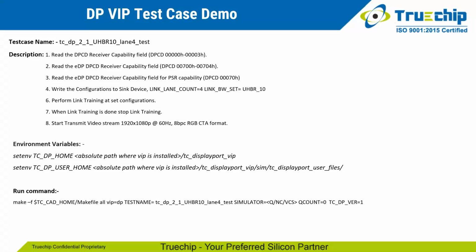Environment variables. Set env TCDP home, the absolute path where VIP is installed, TC DisplayPort VIP. Set env TCDP user home, the absolute path where VIP is installed, TC DisplayPort VIP, SIM, TC DisplayPort user files. Run command make -f $tccad home makefile all, VIP equal to DP, test name equal to TC DP 2.1 UHBR 10 lane 4 test. Simulator equal to Q for Questa, NC for Cadence, and VCS for Synopsys. Q count equal to 0, TCDP version equal to 1.